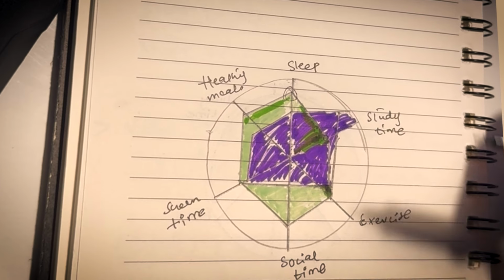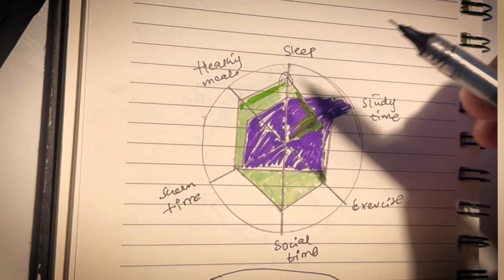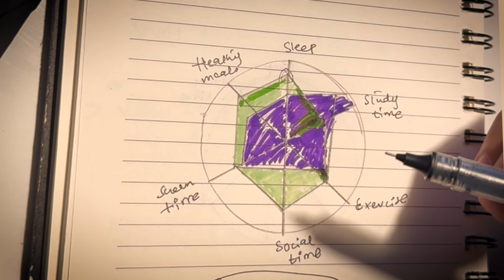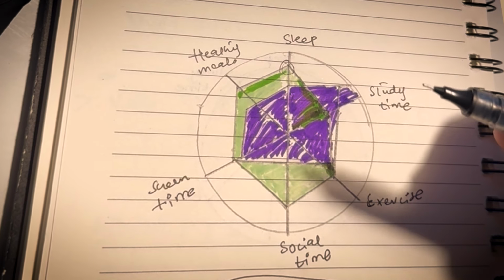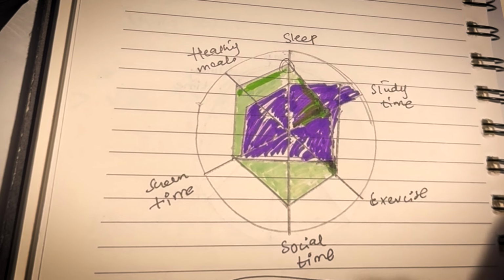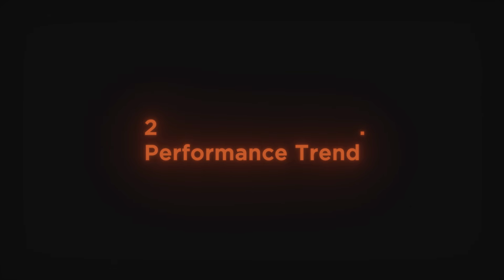Now connect these dots. See, purple bulges at study time but shrinks everywhere else. Green is balanced. This one chart shows you exactly where you are off track from your normal self. Hope this makes sense. Next we have the performance trend.